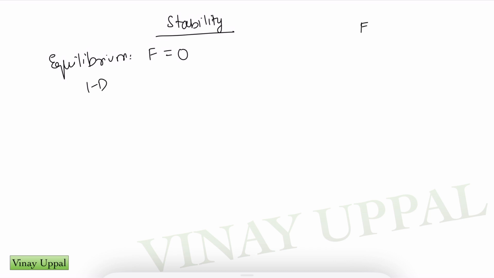Now let's talk about stability. So we are talking about the equilibrium position. Equilibrium means that the force is 0. If I talk about the one-dimensional case, in general I can write the x component of force as minus del u by del x, where u is the potential energy, Fy is minus del u by del y, and similarly for Fz. In the case of one dimension, I can just write F is minus del u by del x. Here I'm assuming the motion is along the x-axis.